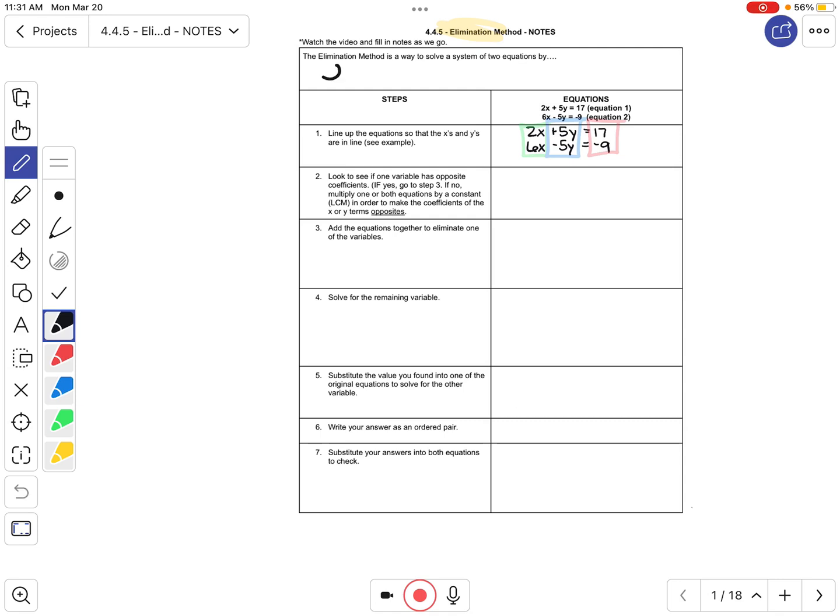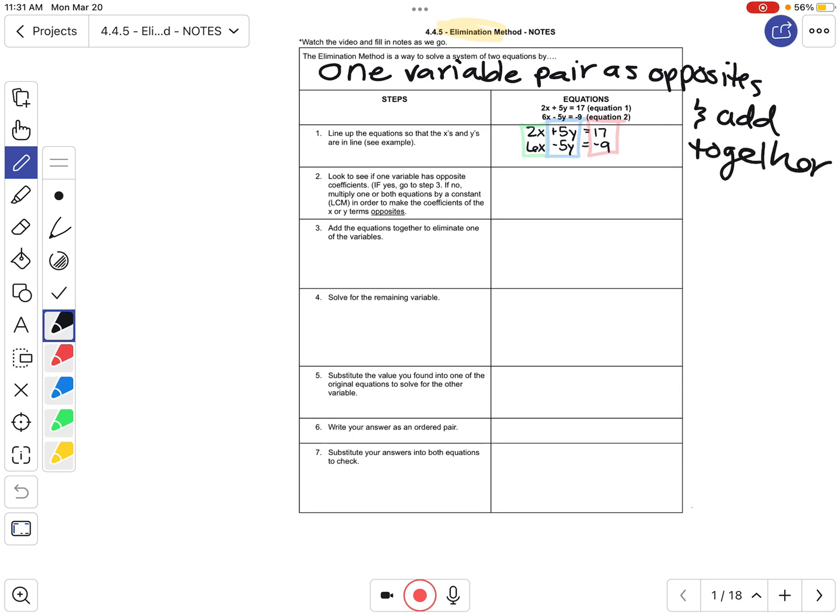So we're going to set one variable pair as opposites. And then this is the weird part. We're going to add together our full equations. We've never added equations all together. So take this one with as much time as you need, and you will, after this, have 3 methods to use, and you just kind of choose the one that works best for you.